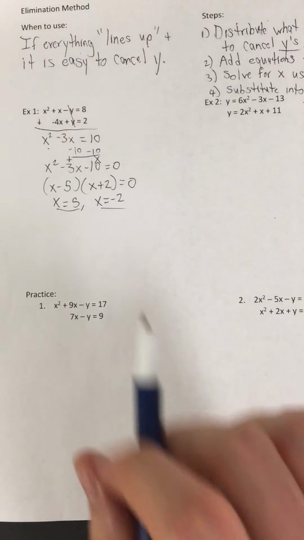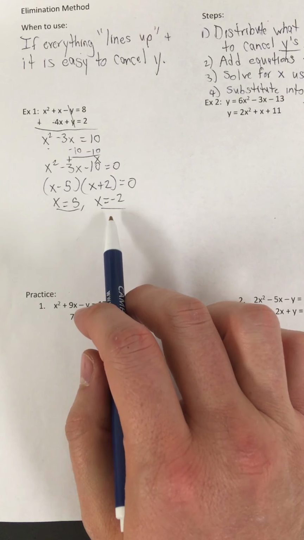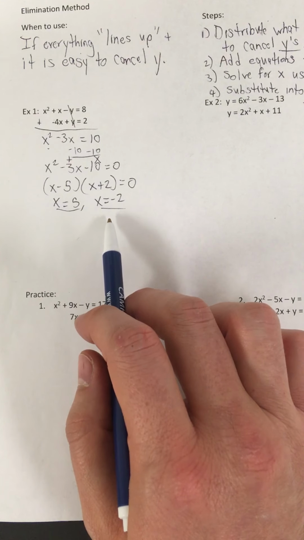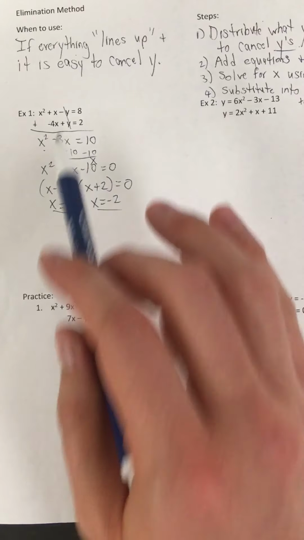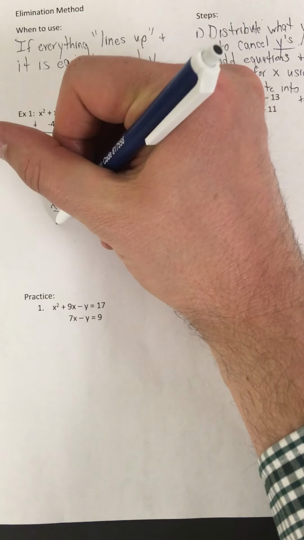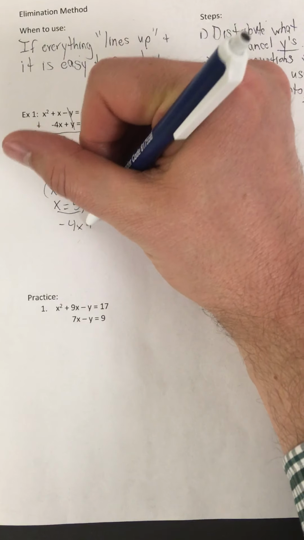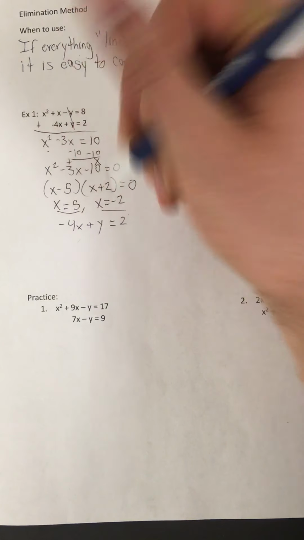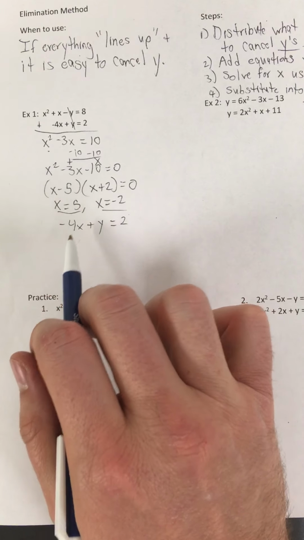Now we're not done. We found x. We still need to find y. How do you find y when you know x? You go back and you plug that into either equation. It's going to be easier to use that small equation right there. So I'm going to use negative 4x plus y equal to 2. And one at a time, I'm going to plug in these answers I got for x.